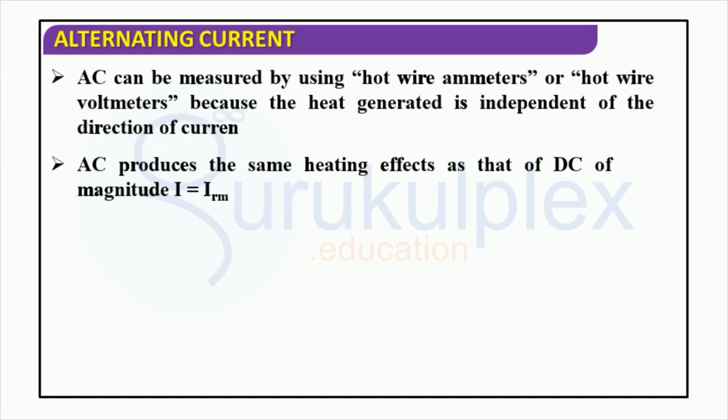Alternating current can be measured with hot wire ammeters and hot wire voltmeters, as the heat produced is independent of the direction of the current. Interestingly, the amount of heat produced is the same as the heat produced by direct current of the same magnitude, making alternating current an ideal choice for electric power distribution.